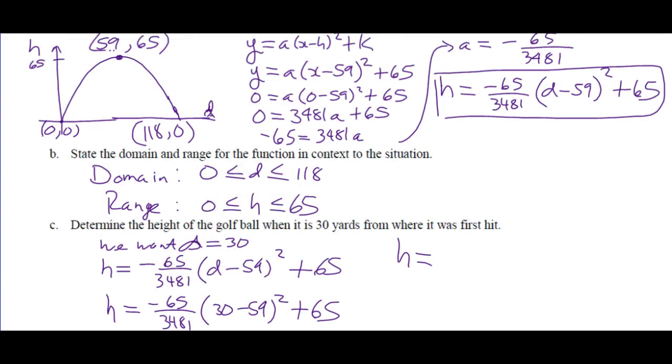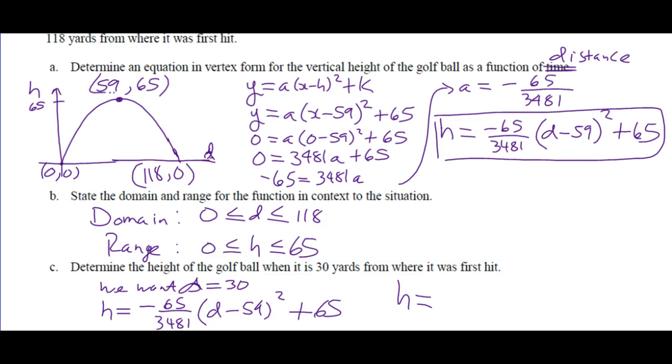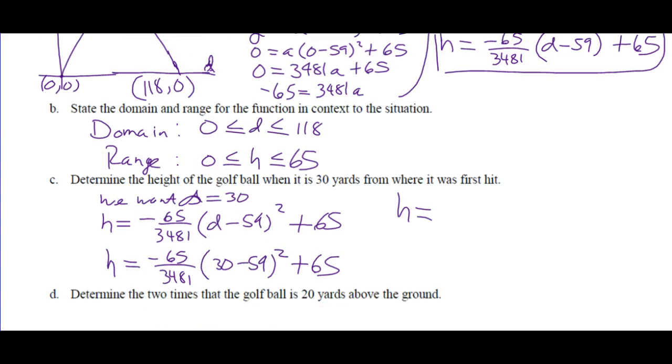Now you know a few things, right? Based on this, you're looking at here. You know that it's got to be between 0 and 65. So if you get some negative number, you messed up. Okay? And if you get some number that's greater than 65, you messed up. Right? Okay, how high is it?